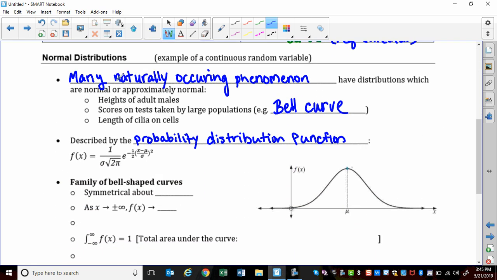For the normal distribution, many naturally occurring phenomena have distributions which are normal, or approximately normal, like the heights of adult males or the test scores. We use this a lot. The length of cilia on cells, described by the probability distribution function. We have this function. We have a family of bell-shaped curves. Remember, these are symmetric about the mean. And the symbol for mean is this.